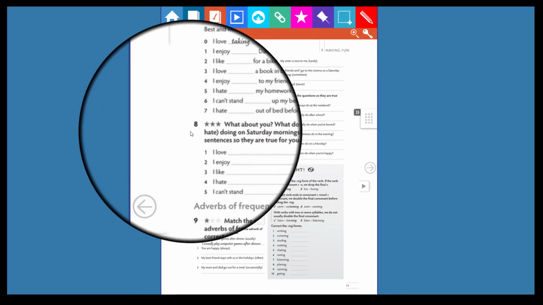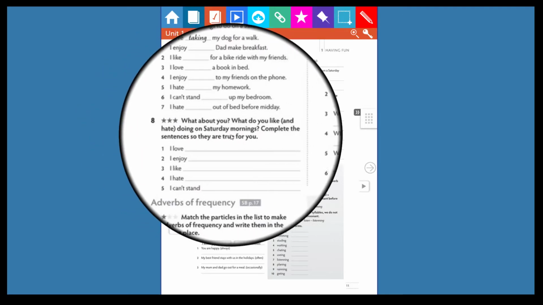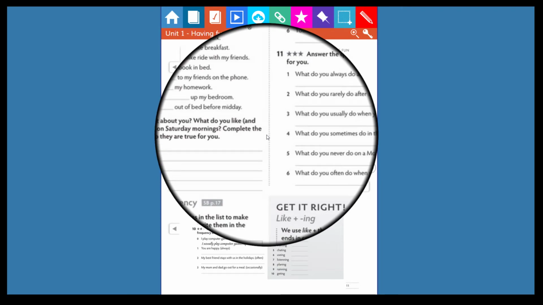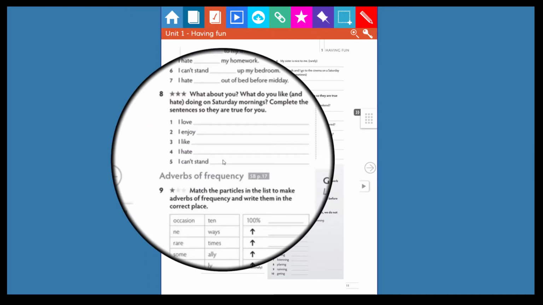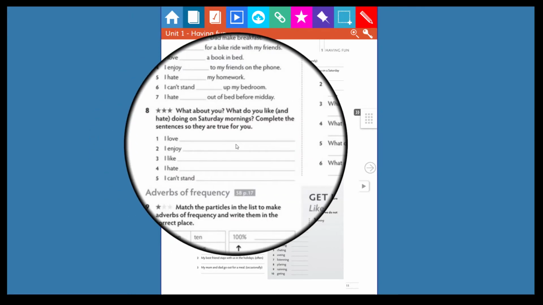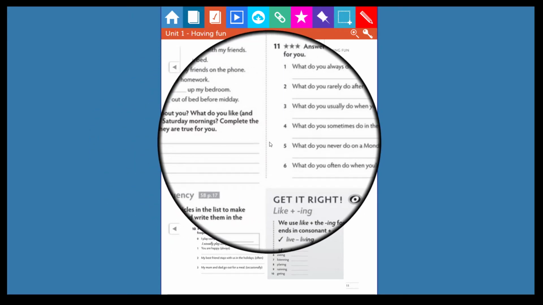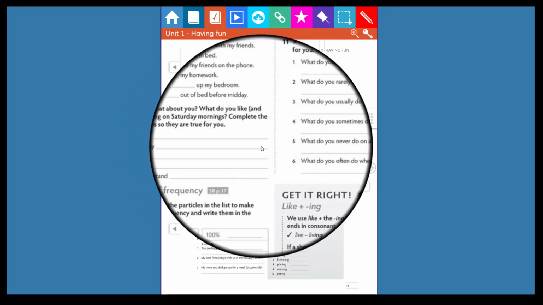Okay? Activity number 8. What about you? What do you like and hate doing on Saturday morning? Complete the sentences so they are true for you. And here you have to create sentences so they are true for you. For example, I love ... on Saturday mornings. I enjoy ... on Saturday morning, etc. Okay?